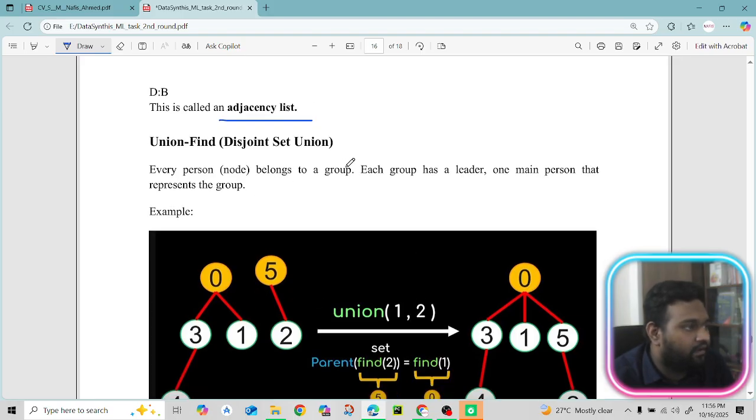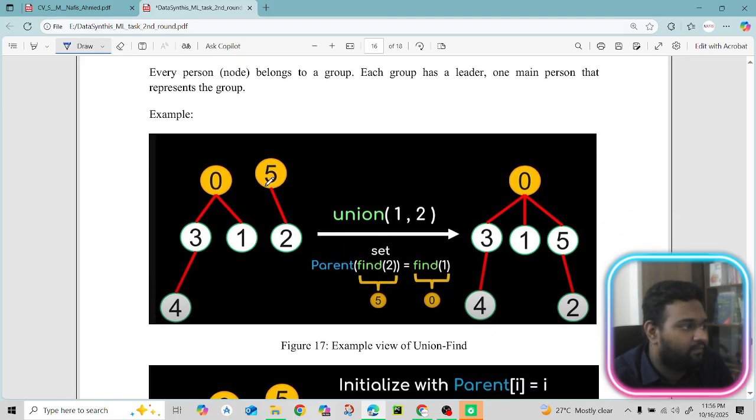Union find, disjoint union. What are these? If we look at this, there are two trees. You can see this is tree one, this is tree two, and here the yellow part tells us that this one is the root node. This means this is the representative, or leader, of this tree. Here 5 is the leader of this tree. So there are two leaders.